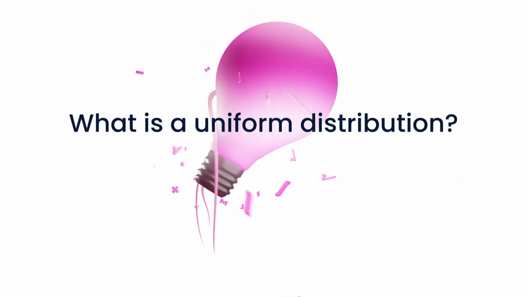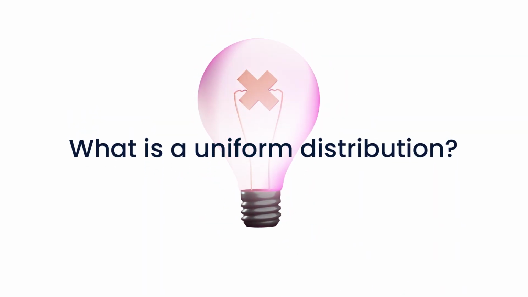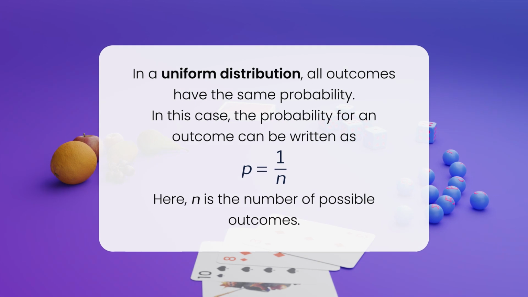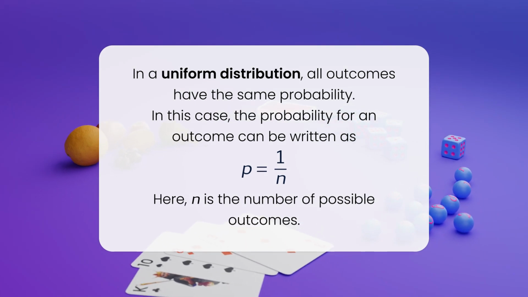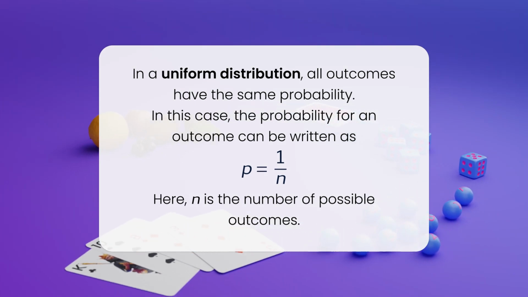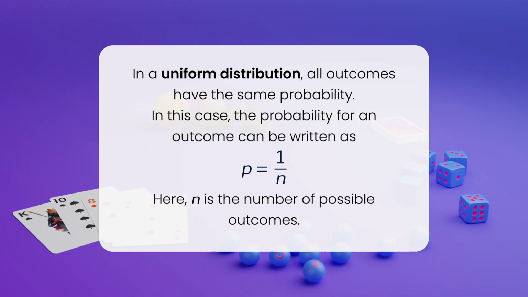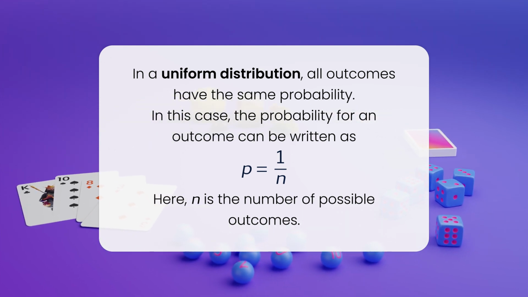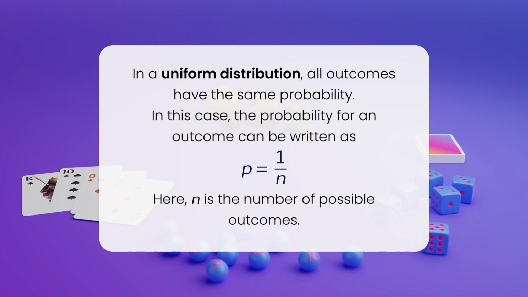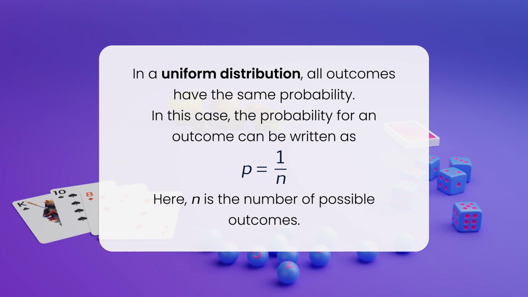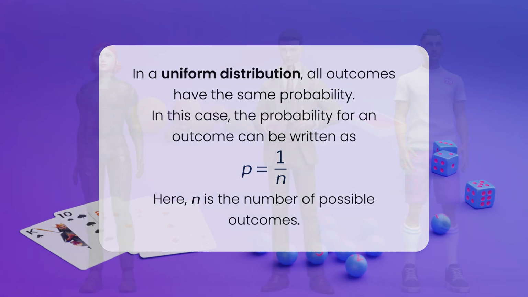What is a uniform distribution? In a uniform distribution, all outcomes have the same probability. In this case, the probability for an outcome can be written as p equals 1 over n. Here, n is the number of possible outcomes.